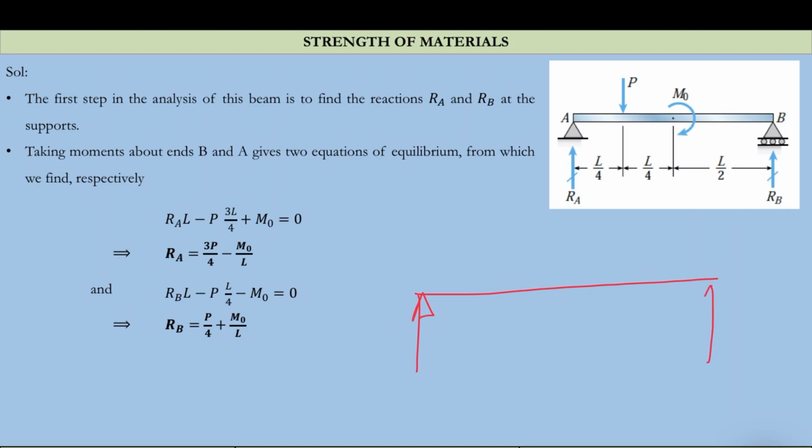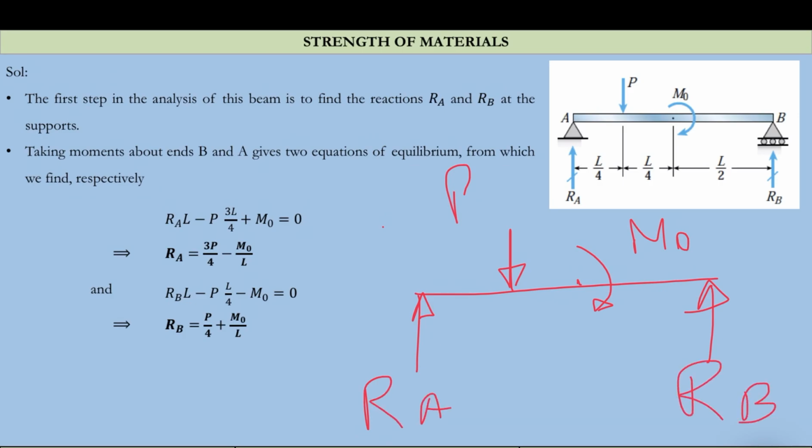This is RA, this is RB, here it is given as P, and here somewhere it is M0. So at A, horizontal reaction will be there, and it will be 0 only because no horizontal force is there. So summation Fx equal to 0 will give you HA equal to 0. So these are the forces acting on the beam. Okay, so we have to calculate the shear force just left of this midpoint.